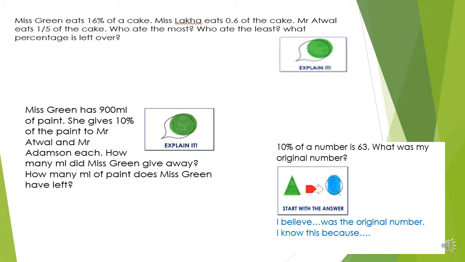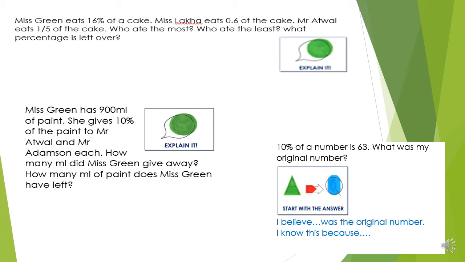So Miss Green eats 16% of a cake. Miss Lakha eats 0.6 of the cake. Mr. Apple eats 1/5 of the cake. Who ate the most? Who ate the least? What percentage is left over? So remember back when we looked at yesterday converting percentages to fractions and fractions to decimals, etc. You'll need to convert all of these 3 units to 1. So maybe you want to put them as fractions, or maybe you want to put them as percentages or as decimals, and then you'll be able to see who ate the most, who ate the least, and what is left over.